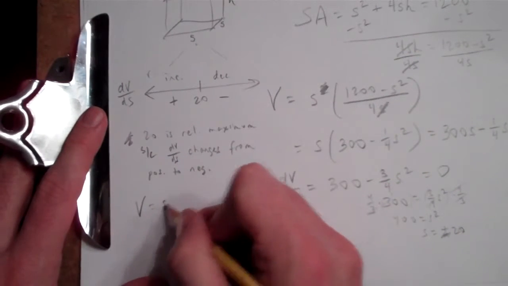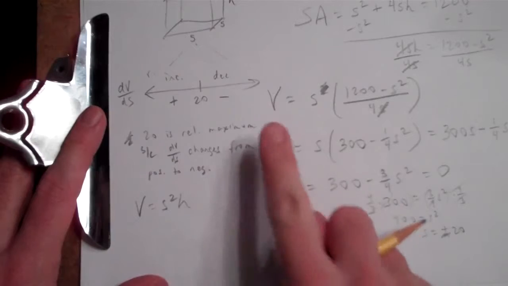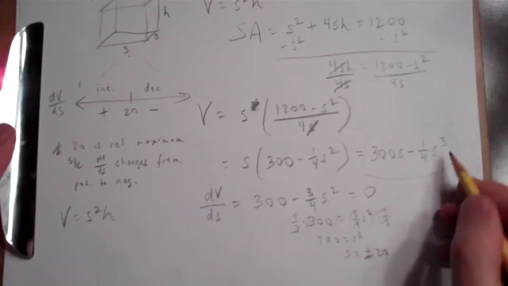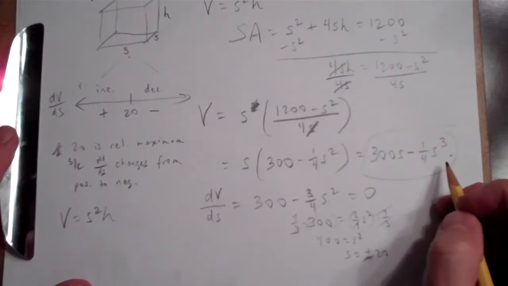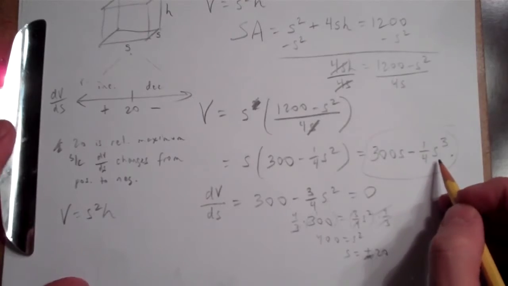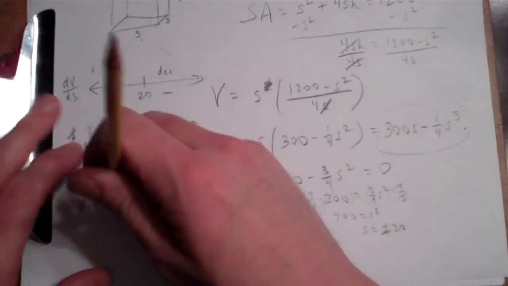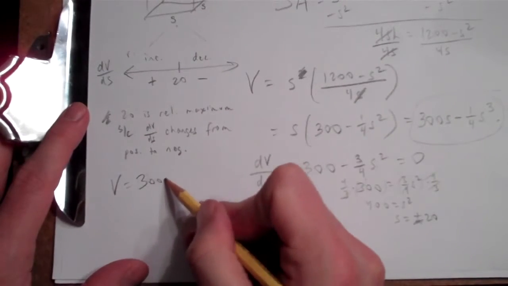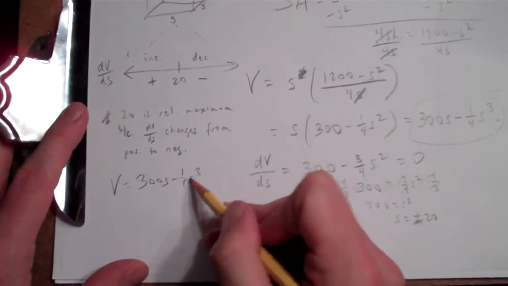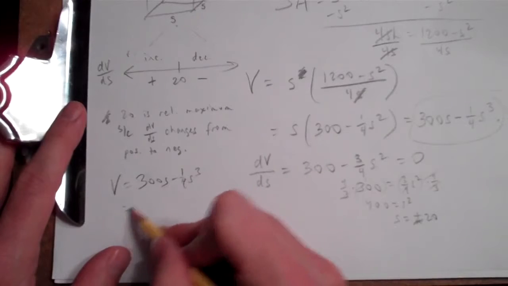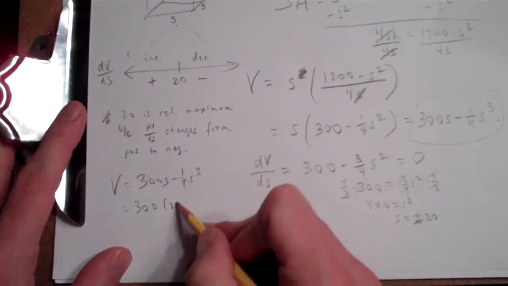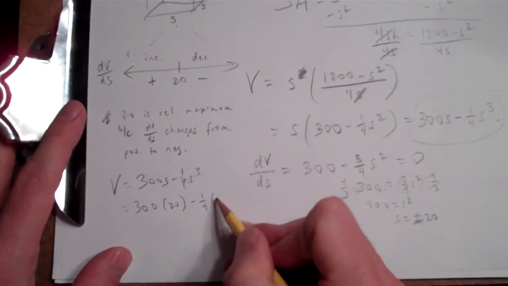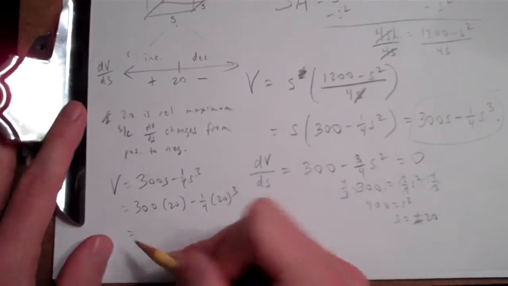So volume equals s squared times h, or actually, we really should use this one, shouldn't we? Because this is the one that just gives us the volume in terms of strictly the side. So let me change this. 300s minus 1/4 s cubed. And now I can plug in my value of 20. Plug it in there, plug it in there.